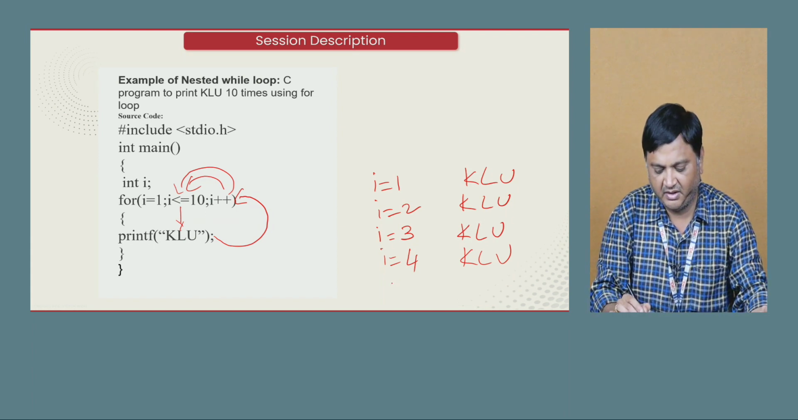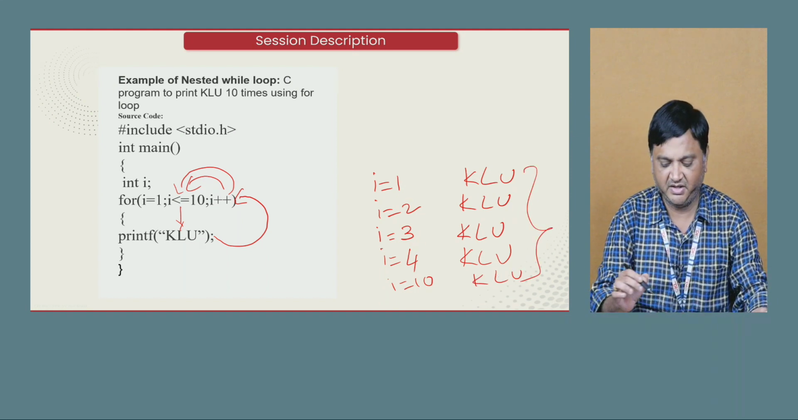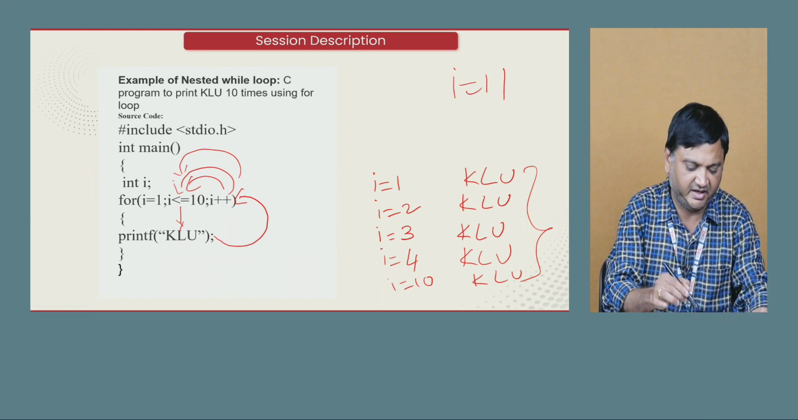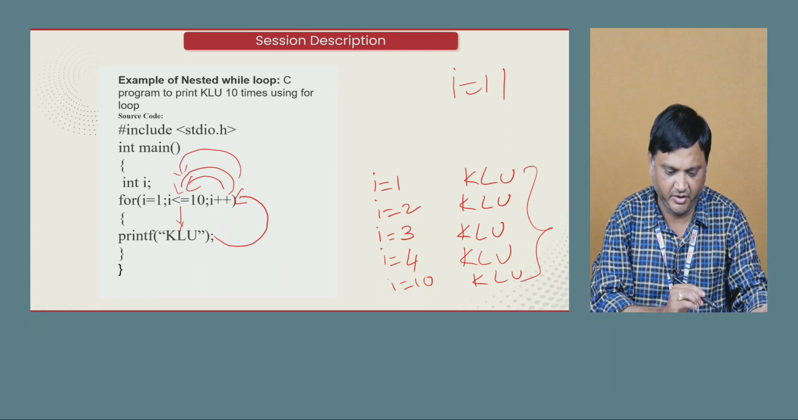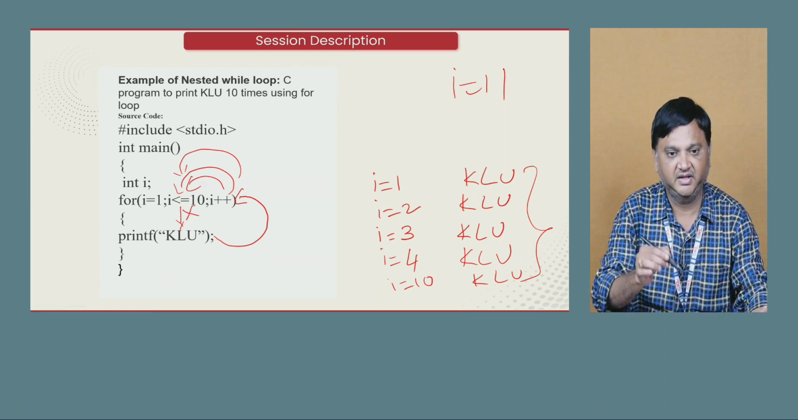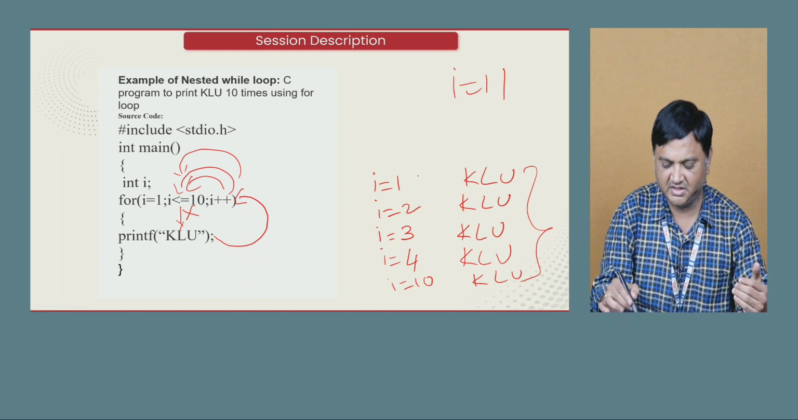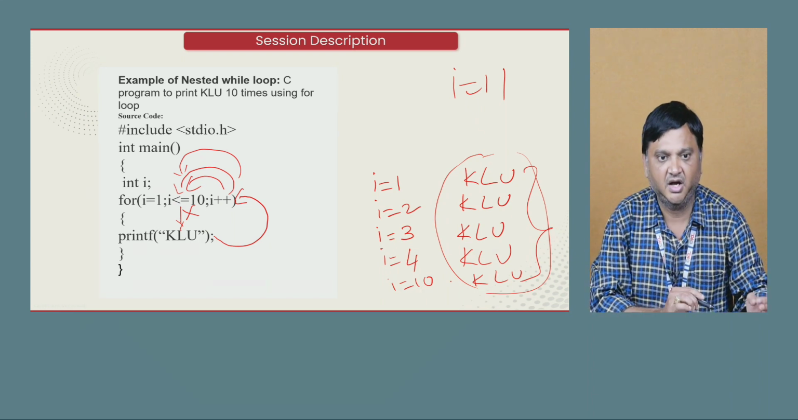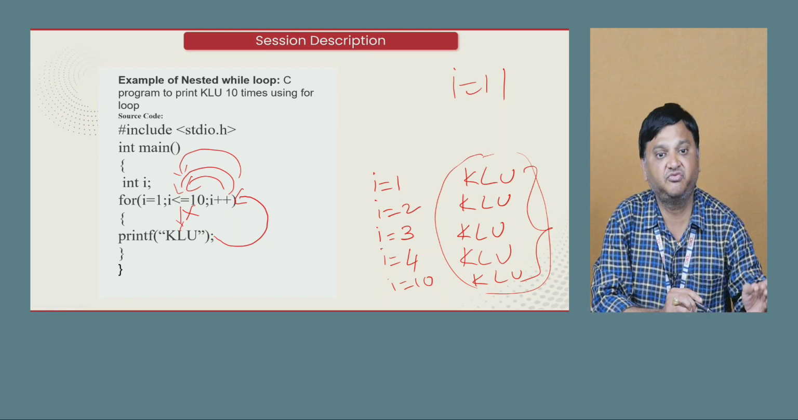It prints up to 10 times. When I equals 10, it prints KLU for the tenth time. Now tell me what is the next value of I, my dear students? Now your I value becomes 11. Now again it goes to the condition checking. As per the flow chart, is 11 less than or equal to 10? No, the condition fails. Then it comes out of the loop, and if you see the output screen, you can see KLU is printed 10 times on the screen. This is how you print the string KLU 10 times using a for loop.